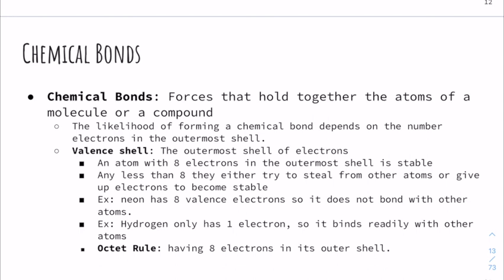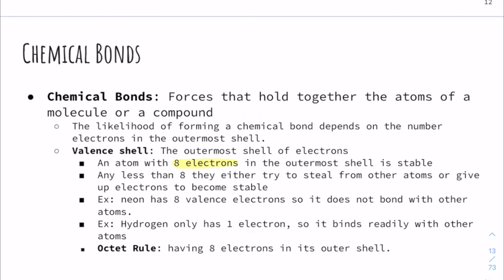If there's less than 8 electrons, they try to steal electrons from other elements. Especially when there's 6 or 7 in that outermost shell, they really want to fill that up. So they want to get those last 1 or 2 electrons to make it stable. Neon is a good example because neon has 8 valence electrons. It has 8 electrons in its outermost shell. So neon will not bond with other atoms.